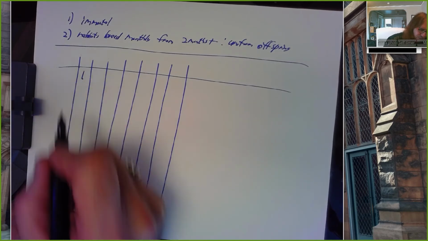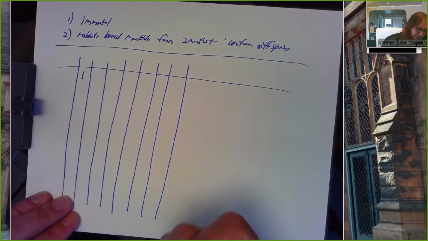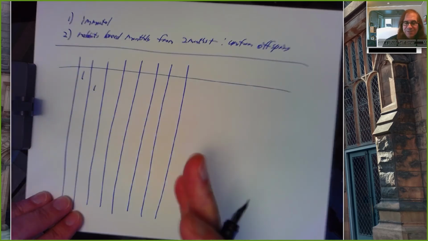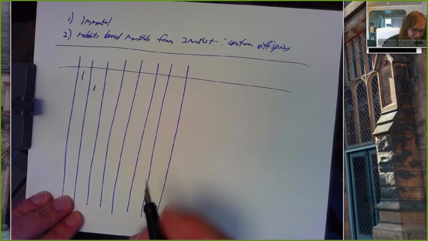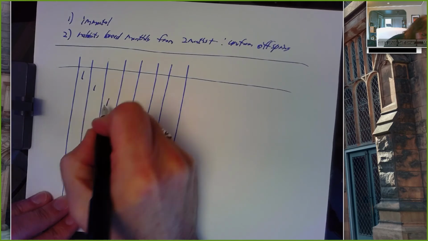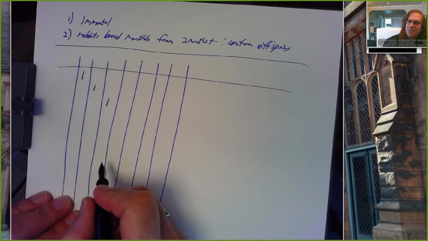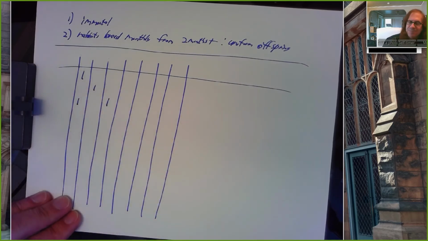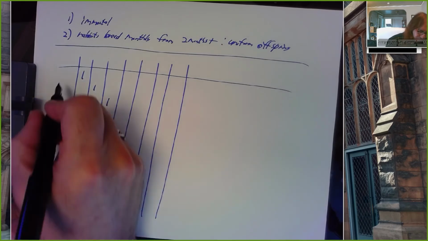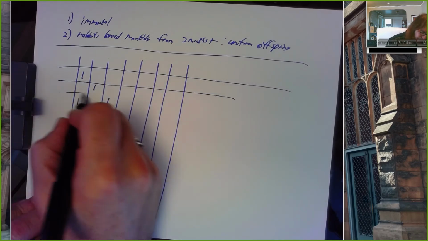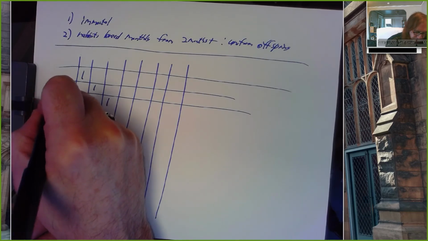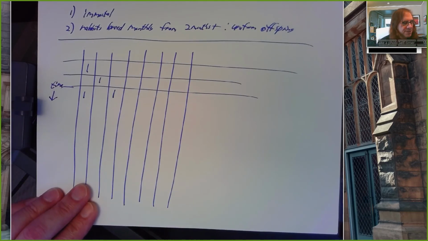All right, start with one pair of rabbits. A month later, that pair of rabbits is now a month old. They're not old enough to breed yet, okay? One month later, that pair of rabbits is now two months old, and so they have offspring, and so now you have a newborn pair of rabbits. So this is time going down like this, one month at a time.